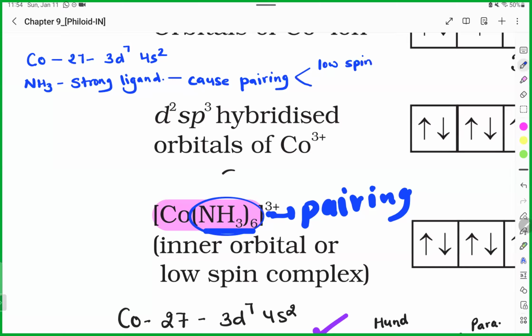Most of the time, it is diamagnetic if there is an even number of electrons. Diamagnetic in case of an even number of electrons. Okay. And last, most of the time, inner orbitals will be used, not outer, because they will be vacant. Why are they vacant? Because of the pairing.